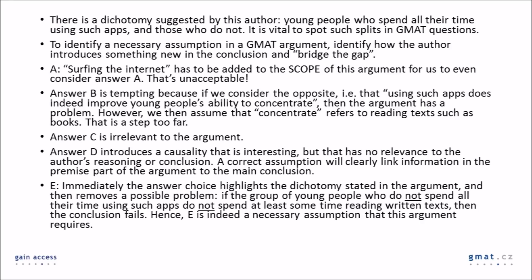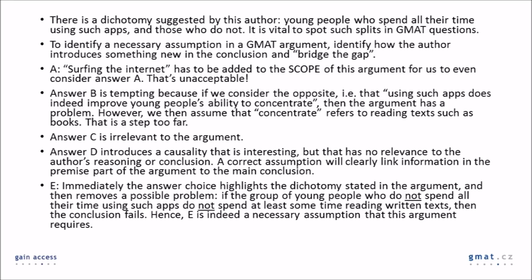Now, there's a dichotomy suggested by the author of this question: young people who spend all their time using these smart apps and those who do not. It's vital to spot such splits in GMAT questions, because very often we're going to create questions based upon that kind of dichotomy or comparison, for example.